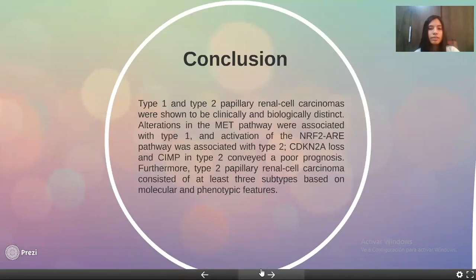Conclusion: Type 1 and Type 2 papillary renal cell carcinomas were shown to be clinically and biologically distinct. Alterations in the MET pathway were associated with type 1, and activation of the NRF2-ARE pathway was associated with type 2. CDKN2A loss and CIMP in type 2 conveyed a poor prognosis. Furthermore, type 2 papillary renal cell carcinoma consists of at least 3 subtypes based on molecular and phenotypic features.